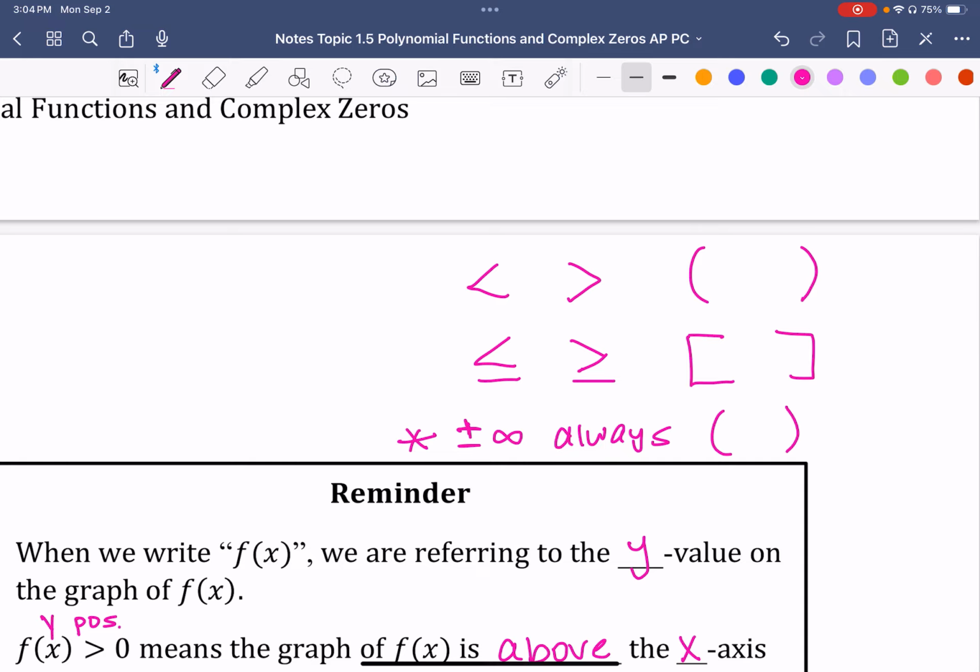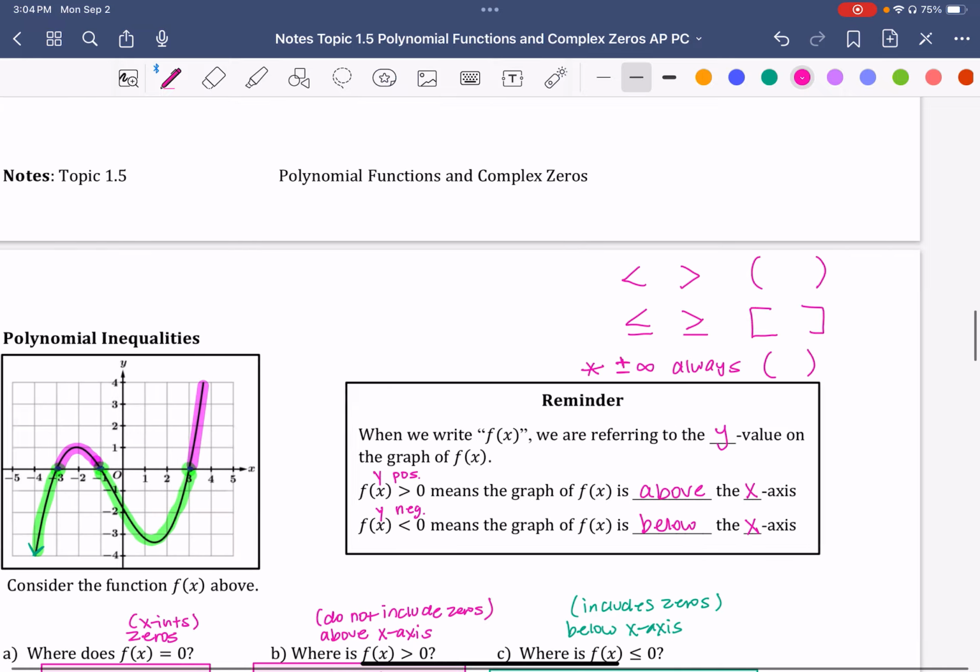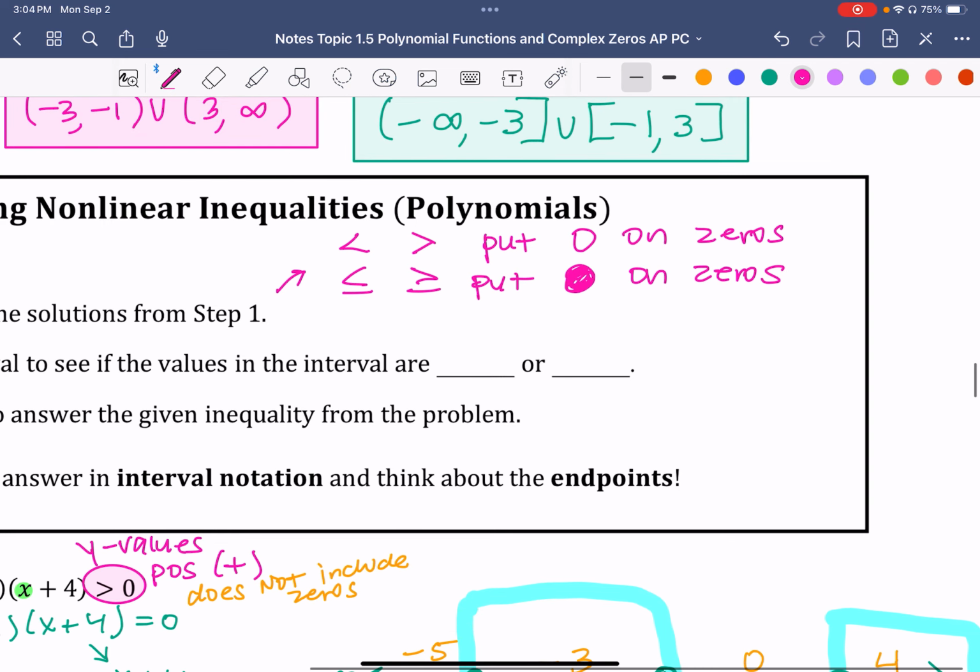If it's less than or greater than, parentheses. If it's less than or equal to, you're going to use brackets. Okay, so it's important that you know, are my zeros included or are they not included? So that'll just serve as a visual reminder to figure out what you are and are not including.